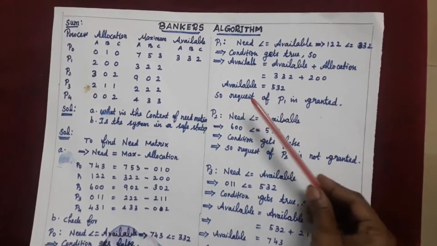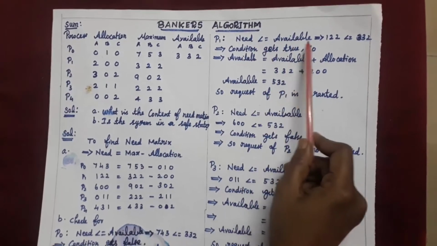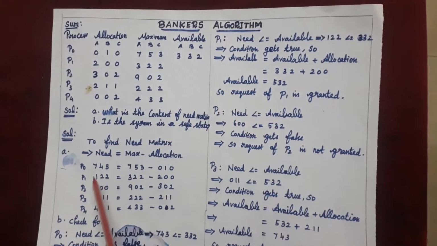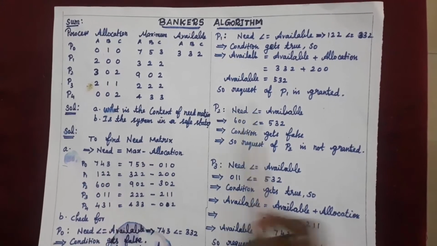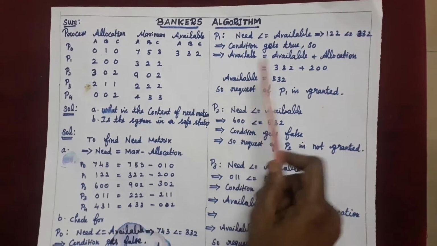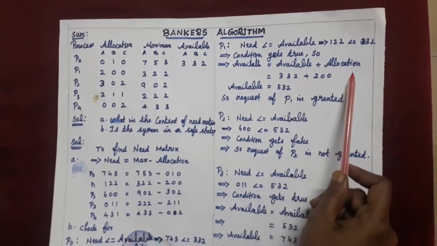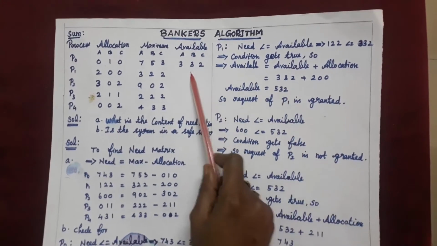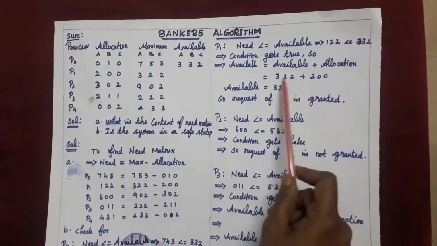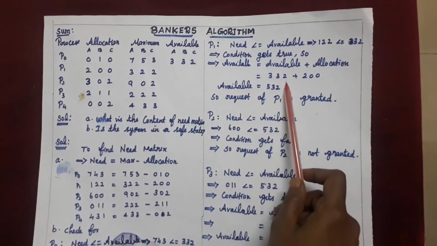Then we move to process P1. Here also we check need less than or equal to available. The need of P1 that we found earlier is 122 and the available value is 332. The condition gets true. So now we use another formula: available equals available plus allocation. Available 332 plus the allocation value 200 given in the sum. We add the values. Now the new available is 532. So the request of P1 is granted.